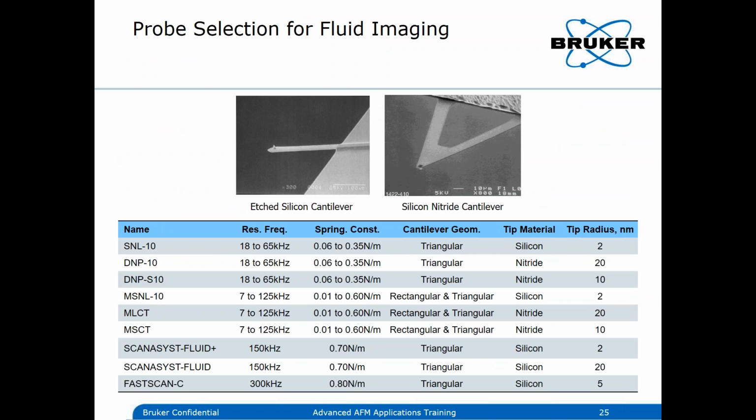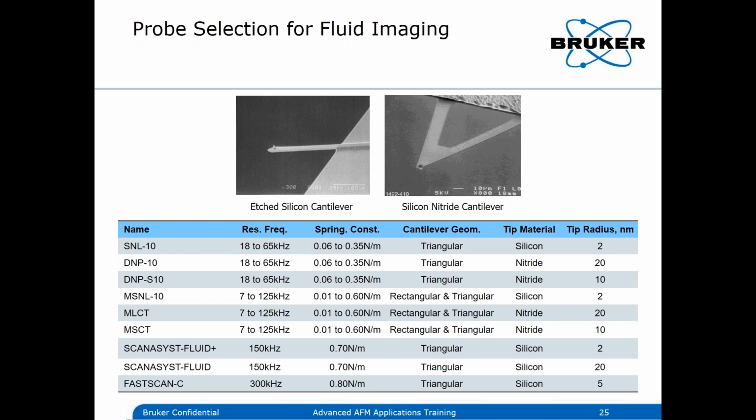What probes can you use? So here's a list of these. For instance, we have the SNL probes, which have 4 different V-shaped cantilevers at various spring constants, depending on what you want to measure with them. They were designed originally to measure in contact mode, but can also be used, and I'm coming to that later, for Scan Assist and, for one of them, also for tapping mode. It has a tip radius of 2 nanometers, so it's pretty sharp.